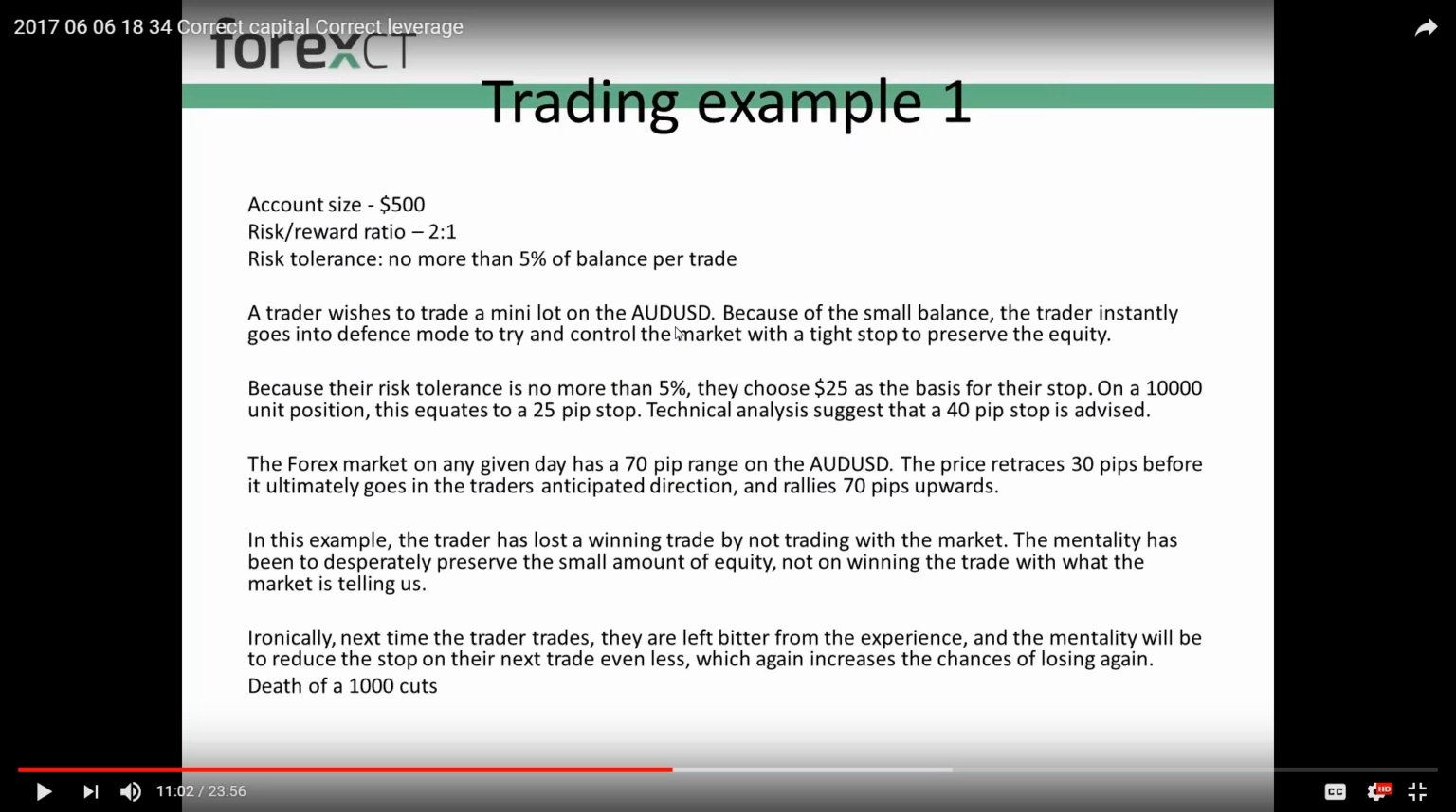In this example, the price may retrace 30 pips before it ultimately goes up in the trader's direction, and it rallies 70 pips upwards. In this example, the trader has lost a winning trade by not trading with the market and proper technical analysis. The mentality has been to desperately preserve the small amount of equity that we have, not on winning the trade, which is what the information the market is giving us.